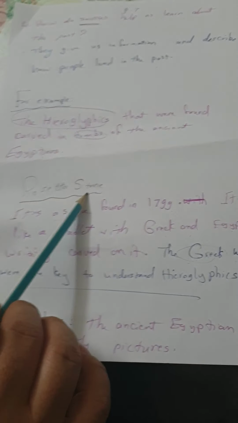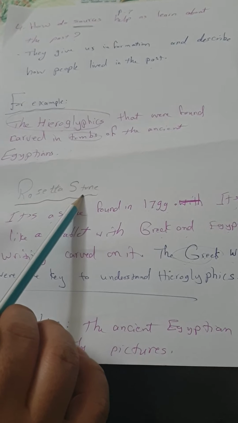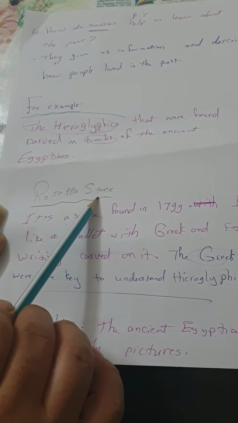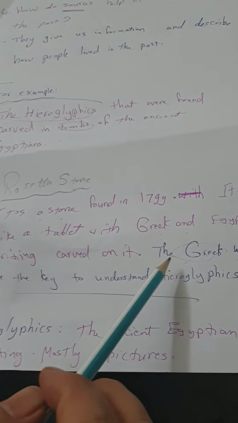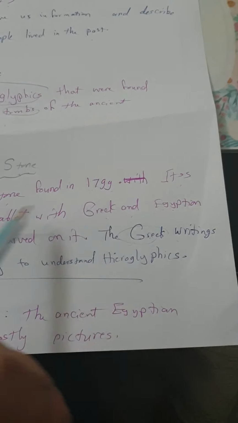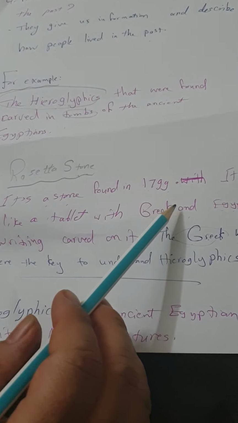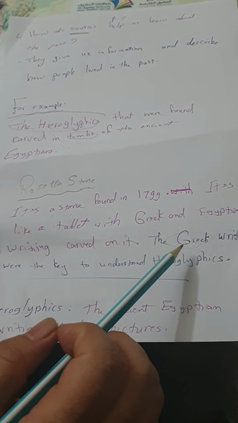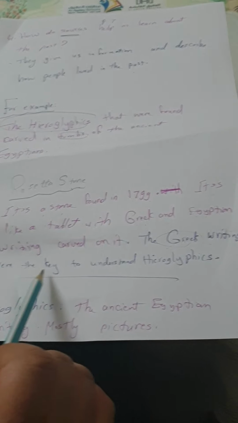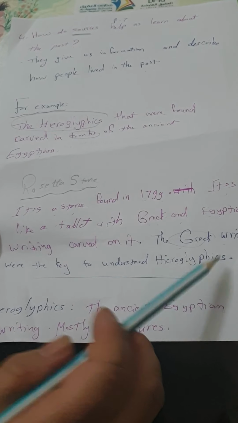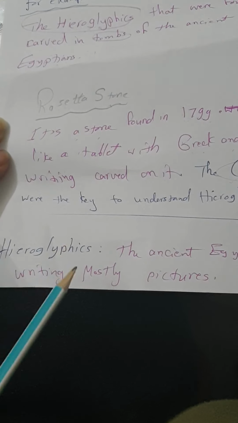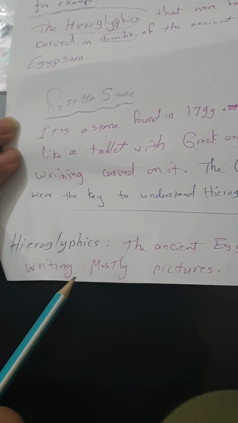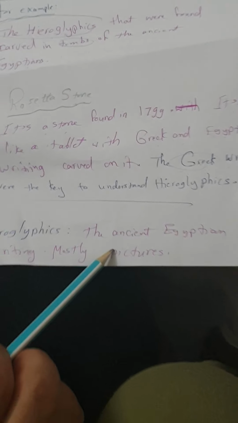How did the Rosetta Stone help scholars or social scientists to understand the ancient Egyptian writing or hieroglyphics? Because it had Greek writing and Egyptian writing. The Greek was like a translation of the ancient Egyptian writing. So the Greek writings were the key to understand hieroglyphics. Again, what is hieroglyphics? Hieroglyphics is the ancient Egyptian writing or the ancient Egyptian language. It was mostly like pictures.